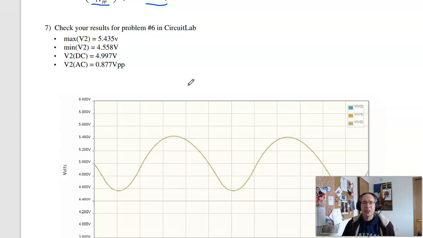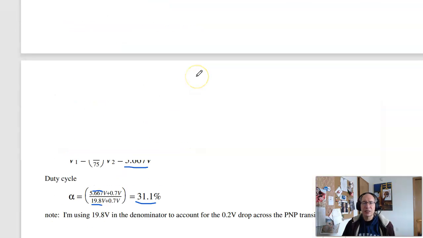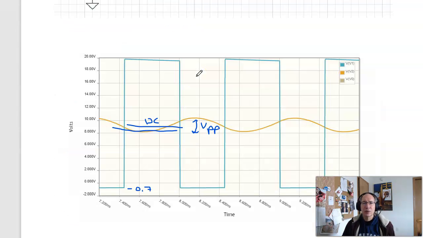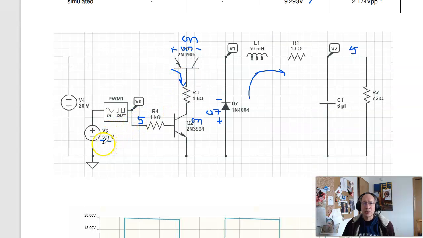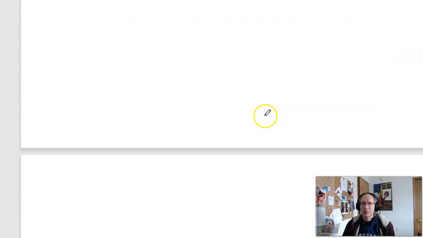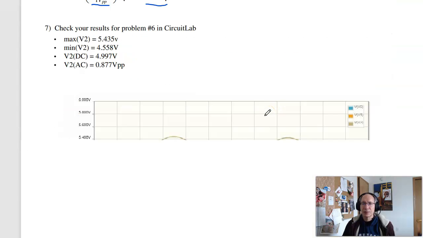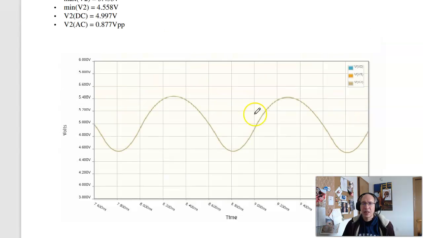Throwing it in CircuitLab, you take the previous solution, which was this guy, change that to 3.11 volts, which gives you 31.1% duty cycle. Change this to 13.3 microfarads and rerun the simulation. And that's what you get for V2.